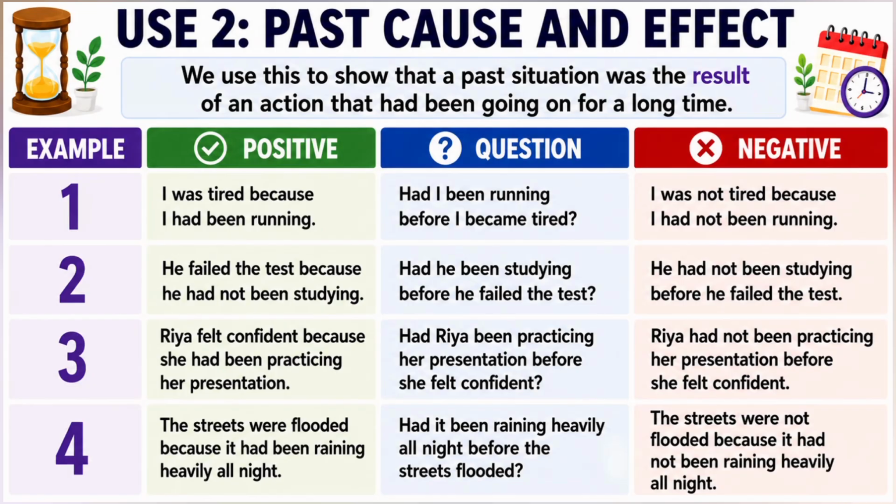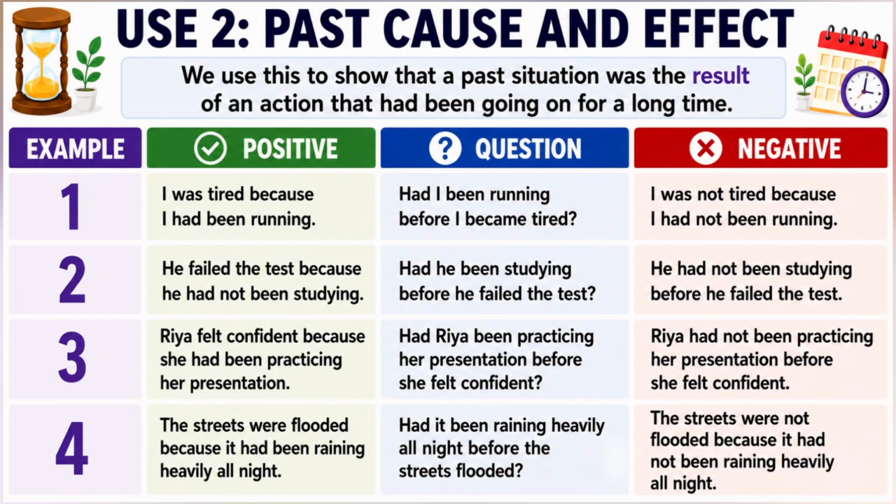Example 2. Positive. He failed the test because he had not been studying. Question. Had he been studying before he failed the test? Negative. He had not been studying before he failed the test. Example 3. Positive. Ria felt confident because she had been practicing her presentation. Question. Had Ria been practicing her presentation before she felt confident? Negative. Ria had not been practicing her presentation before she felt confident.